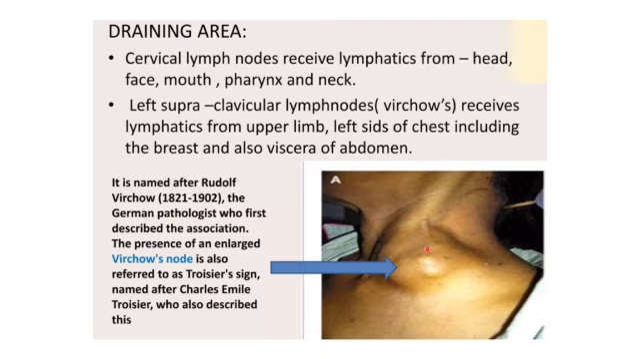So this is named as Virchow's node, which is named after Rudolf Virchow, the German pathologist who first described the association. The presence of enlarged Virchow node is also referred to as Troisier sign, which is named after Charles Emile Troisier, who has also described this.